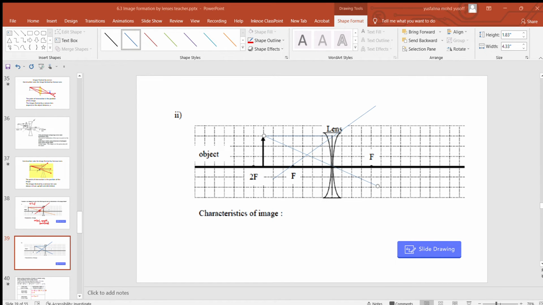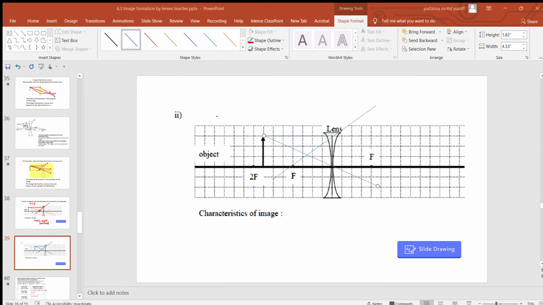The next thing we see is the magnification. How do you find the linear magnification? We use the formula v divided by u. I think you already remember what v is. V is from here to here, from the image to the optical center. And u is from here to here, from the object to the optical center.